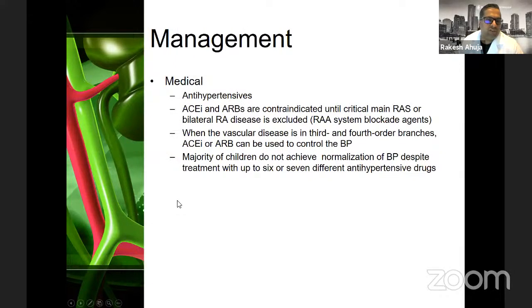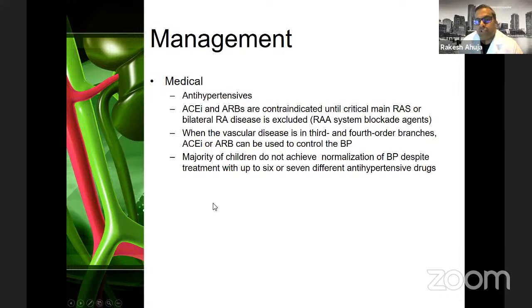Moving up next to the management. The mainstay in the non-invasive and non-interventional treatments still stays as antihypertensives. ACE inhibitors and angiotensin receptor blockers are in fact contraindicated until the main renal artery stenosis or bilateral renal artery disease is excluded, because of their blockage of the renin-angiotensin mechanism. When the vascular disease is further out into the arcuate branches, the ACE inhibitors and ARBs can be used to control the blood pressure.